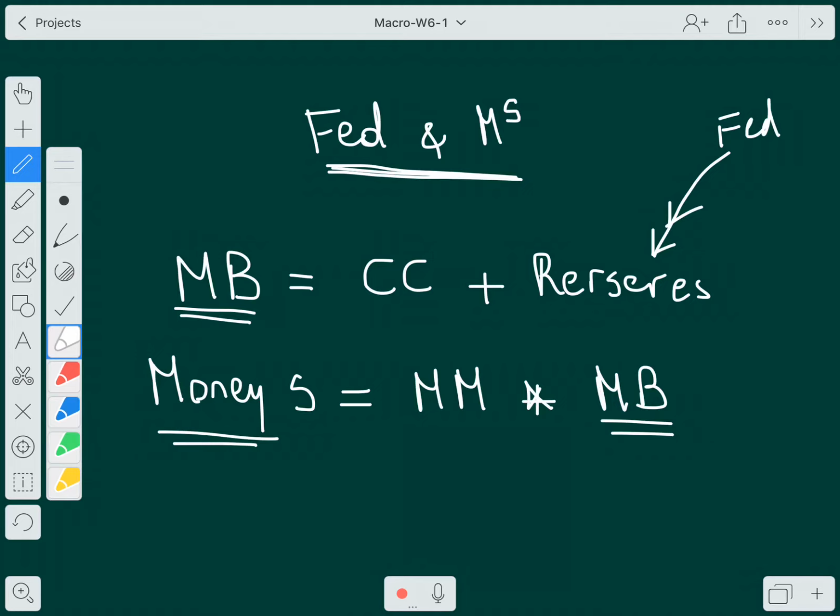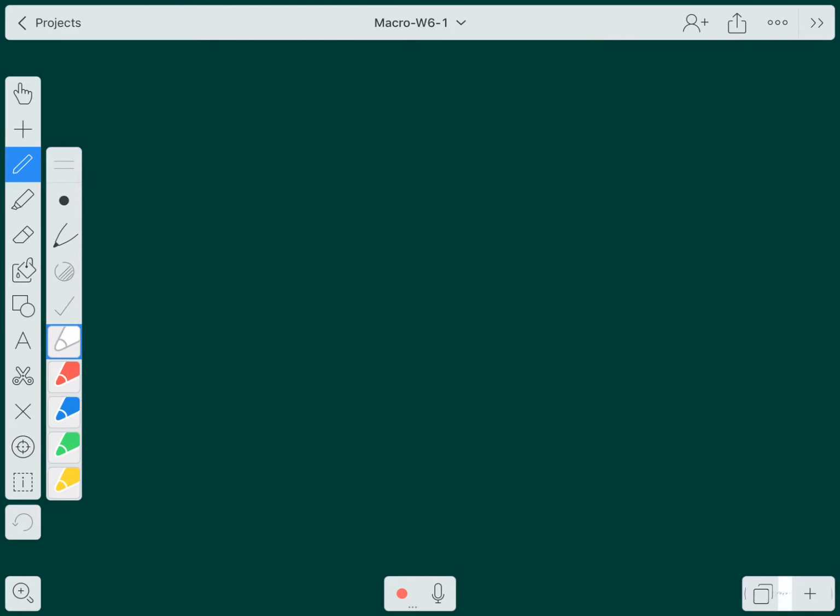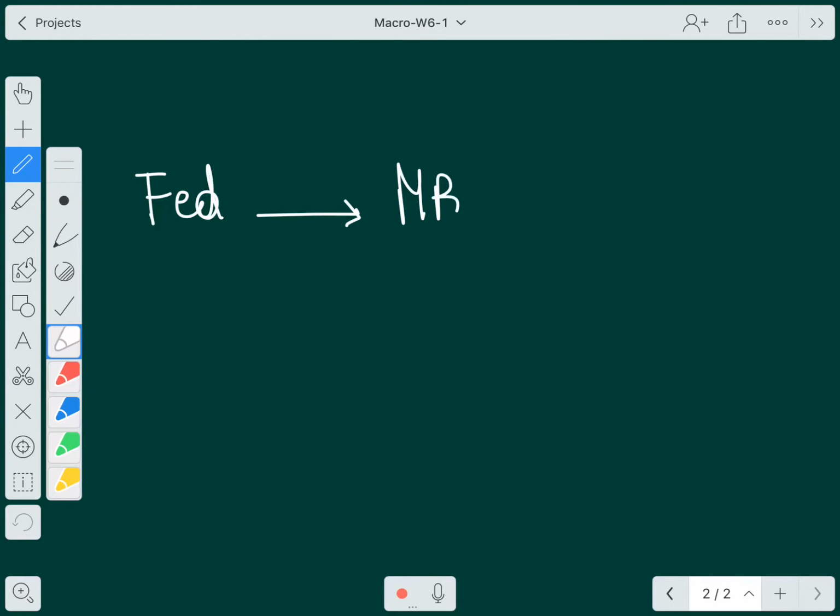Okay, in other words, we can write this link as follows. If the Fed can have an effect on the monetary base, then the Fed would have an effect on the money supply. But the question is how the Fed affects the monetary base.